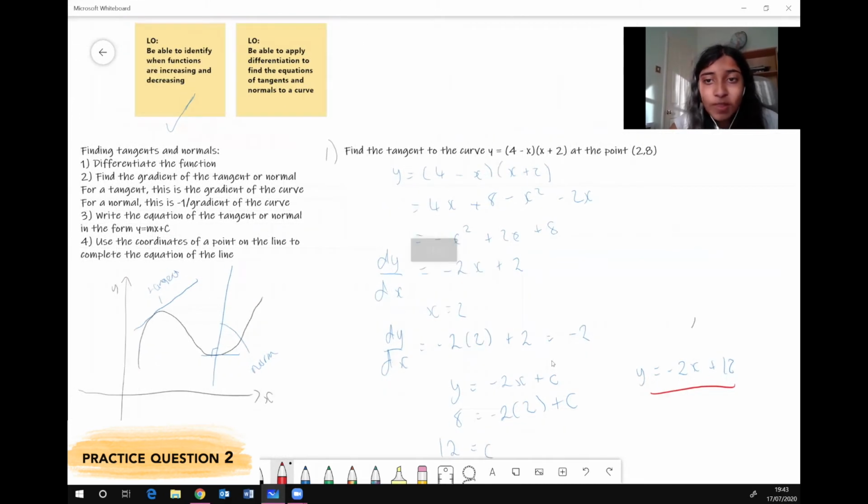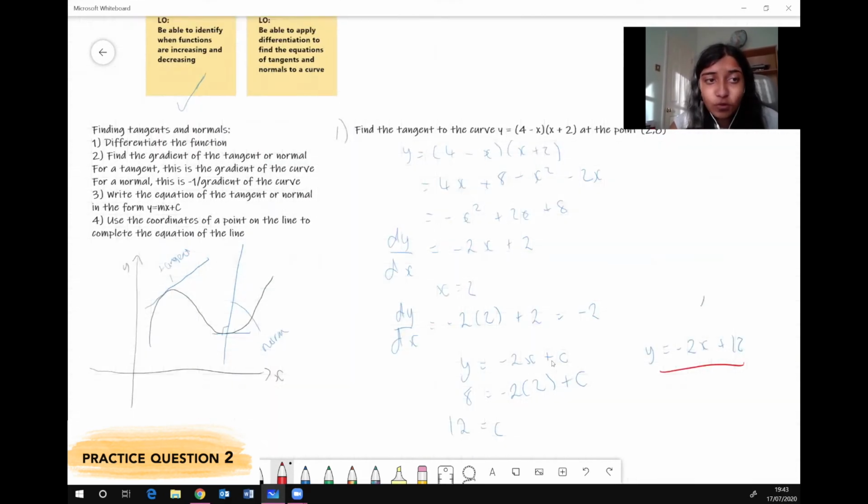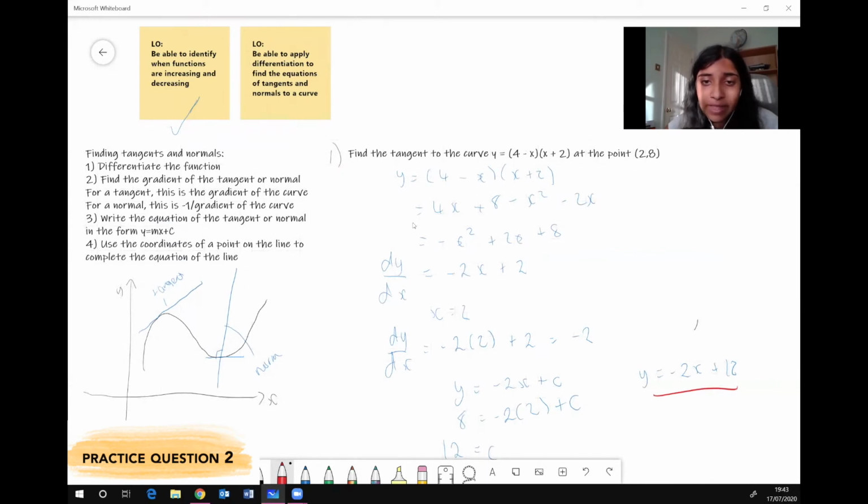So it's not that complicated as long as you just follow the 4 steps here, and you just have to remember that for a tangent, the gradient of the tangent is just the same as the gradient of the curve. So differentiate your curve, make sure you expand it so it's easy to differentiate, and then plug in your value for x from your point to find the gradient of the curve at that point, and then rewrite your equation of the tangent using y equals mx plus c, and plug in the coordinates of the point they've given you to find the equation of the whole line.